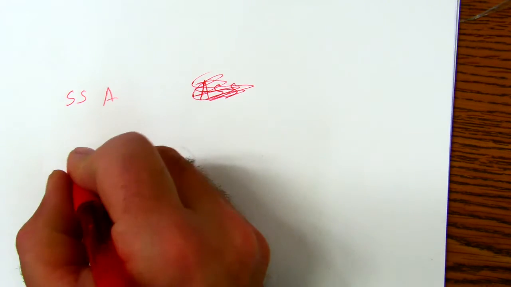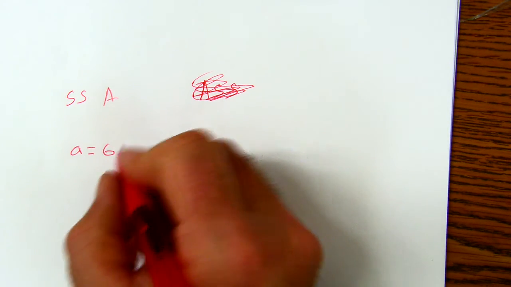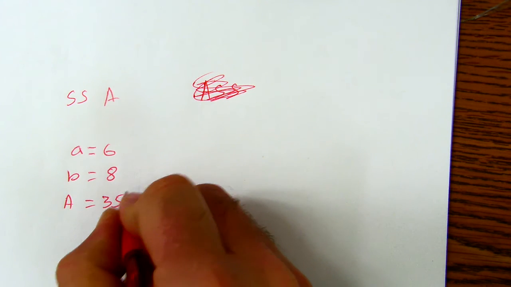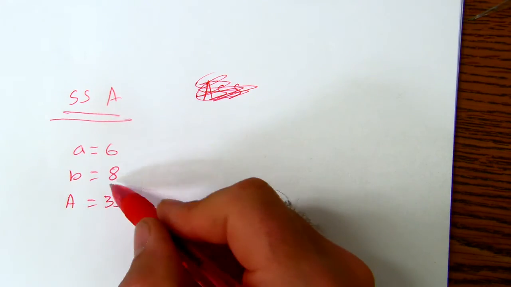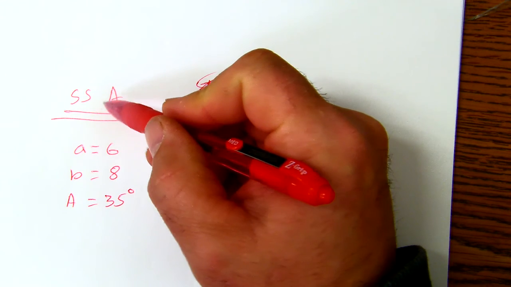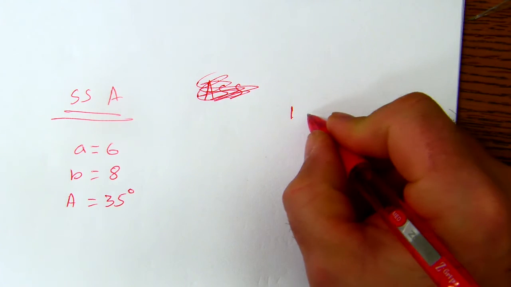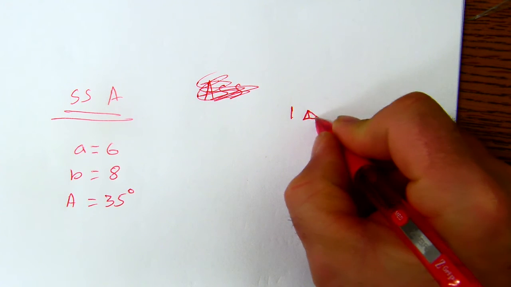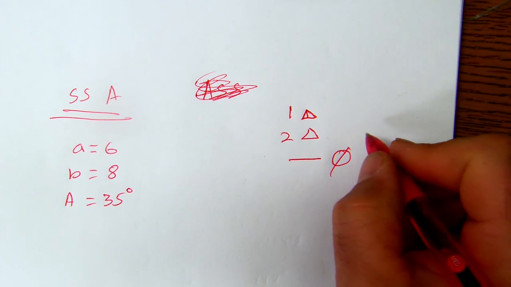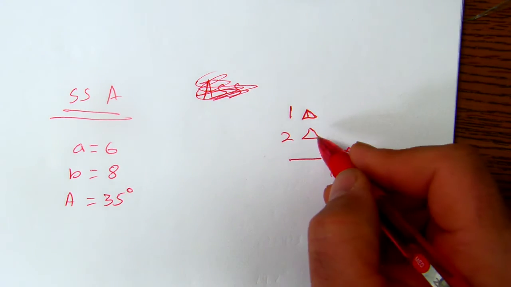This is just example 4 off of page 262, if you're wondering. I'm given side A is 6, side B is 8, and I'm given an angle A of 35 degrees. Right away, when I see this information given, side-side-angle, I should have bells and whistles go off in my mind, because there are really three things that can happen. There could be one triangle that results, or one set of answers. There could be two triangles that result, or there could be no solution, the empty set.